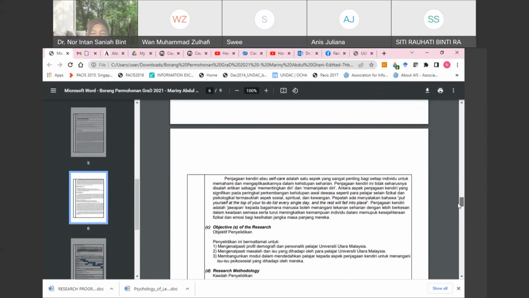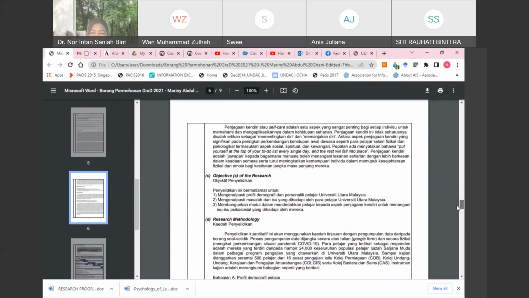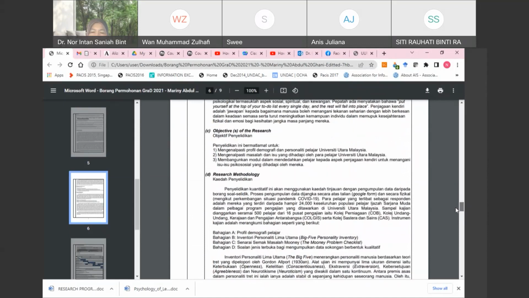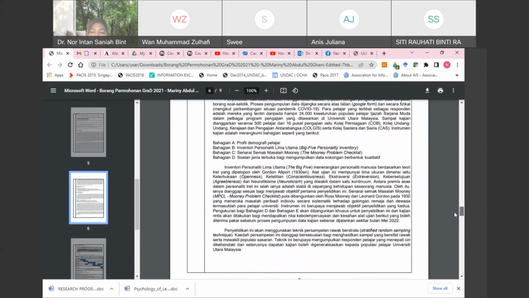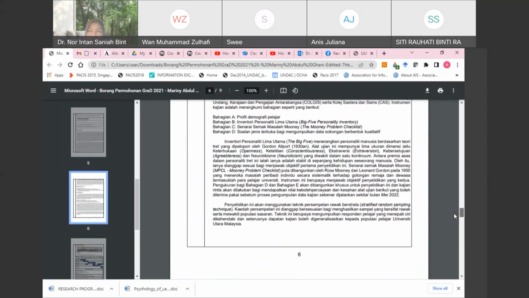So actually pusat kesihatan, pusat counselling ni not only give service to students, also offer to staff, but sometimes we don't know that. Jadi even student pun dia malu. So modul ni dijangkakan boleh membantulah untuk dia orang self care untuk dia punya coping, dia punya daily challenge, okay, daily life, they challenge themselves in university.